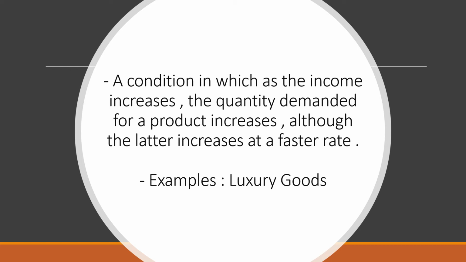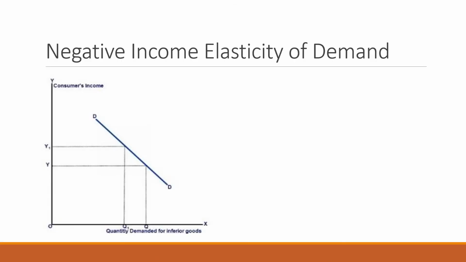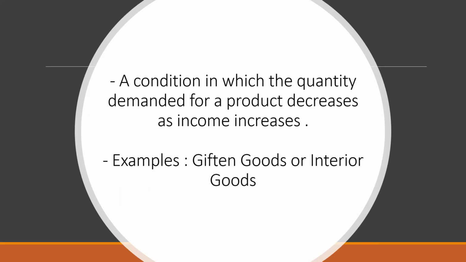Elastic income is a condition in which as the income increases, the quantity demanded for a product increases, although the latter increases at a faster rate. Next, we do have negative income elasticity of demand, which is downward sloping. Negative income elasticity of demand is a condition in which the quantity demanded for a product decreases as income increases, such as examples, gifting goods or inferior goods, such as used car, salted fish, and low-grade potatoes.